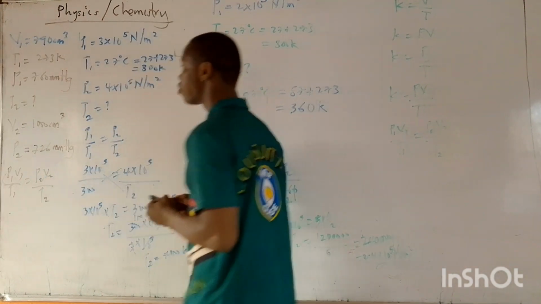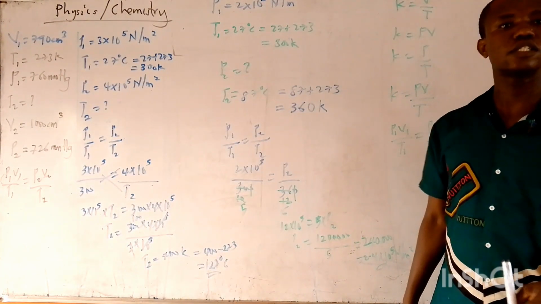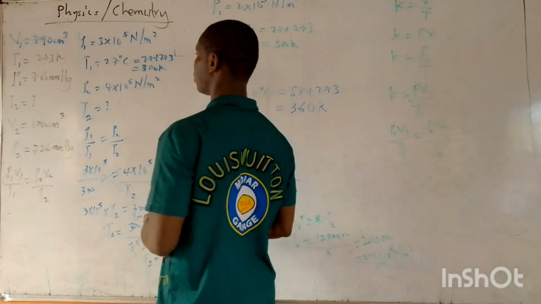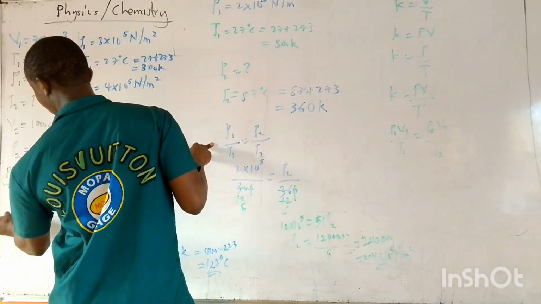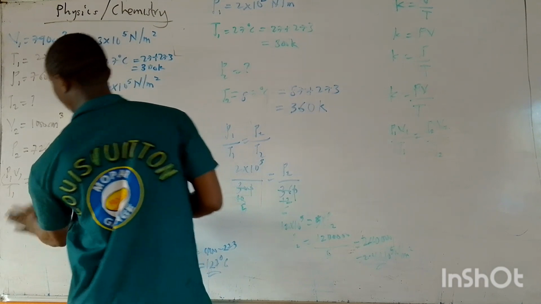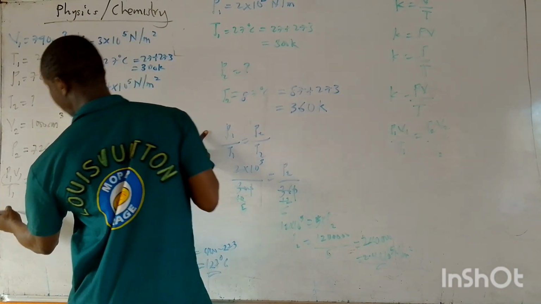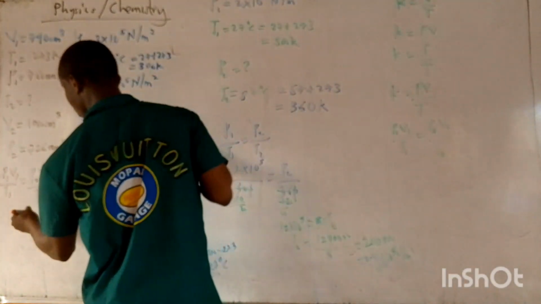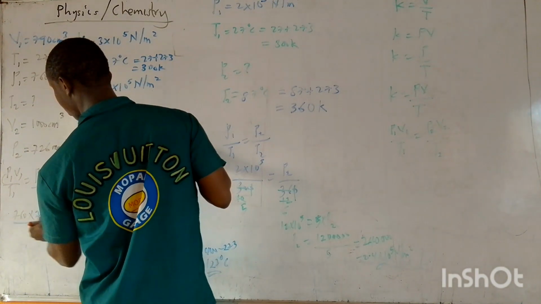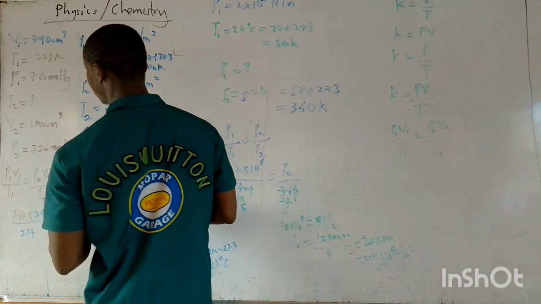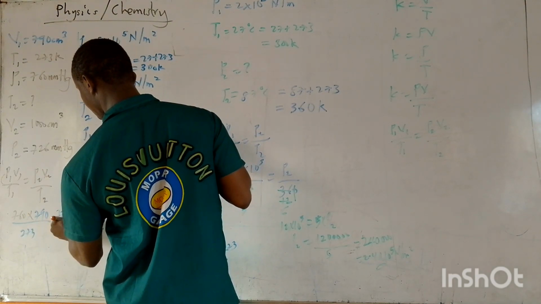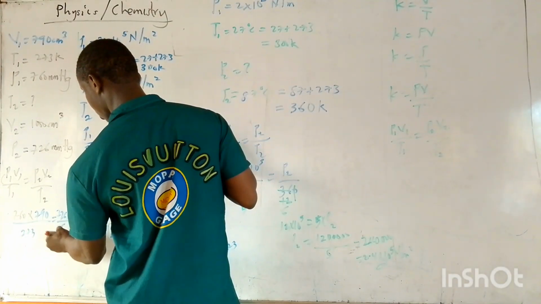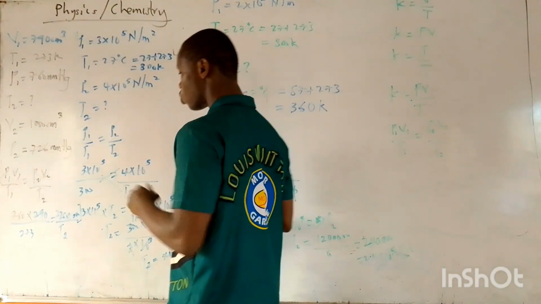Do you understand? So we will have P1, sorry, P1 is 760 times 790 all over 273 is equal to 726 times 1000, right? Over T2.